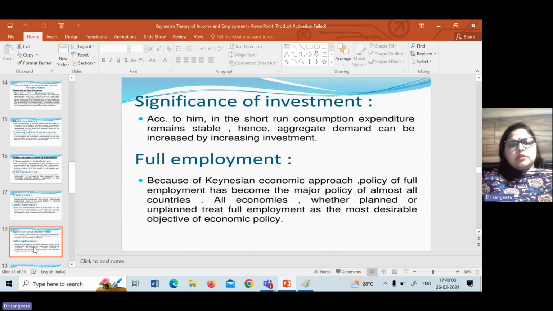Full employment. Because of the Keynesian economic approach, the policy of full employment has become the major policy of almost all countries. All the economies, whether planned or unplanned, treat full employment as the most desirable objective of economic policy.